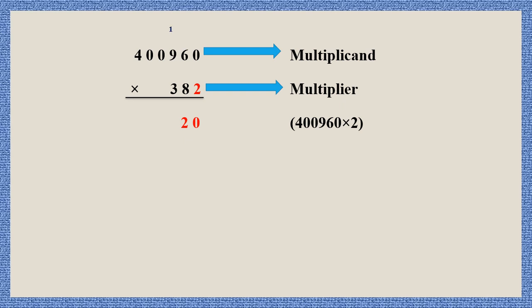2 times 9 is 18. Plus 1 makes it 19. So 9 is written in the answer and 1 will be written as carry above 0. 2 times 0 is 0 plus 1 makes it 1. 2 times 0 is 0. 2 times 4 is 8.